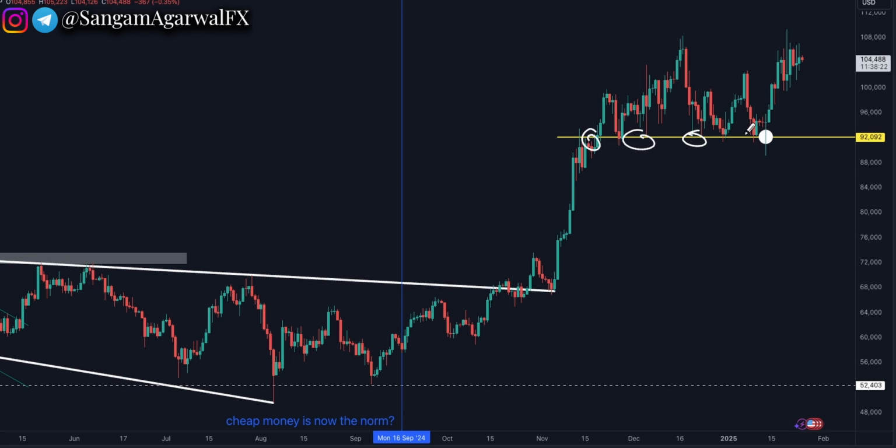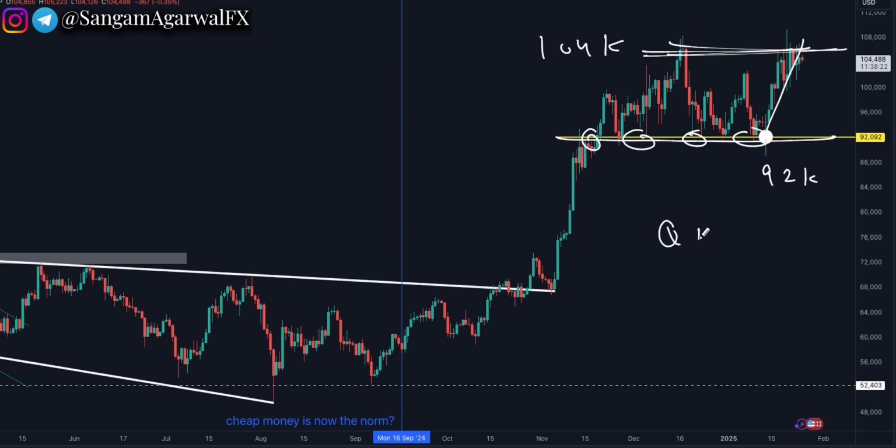Bitcoin daily time frame. This big static support level, 92k, was tested, then a new intraday range high, but price is still inside the range. So the upper part of the range, 104, is now clear.